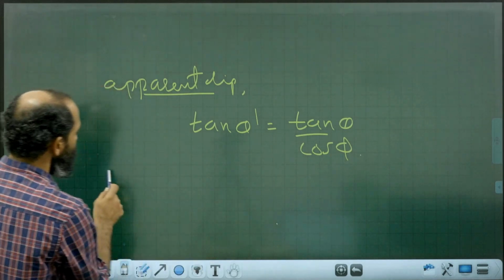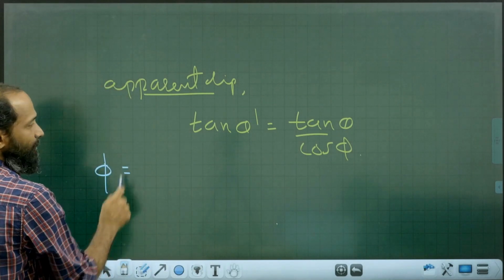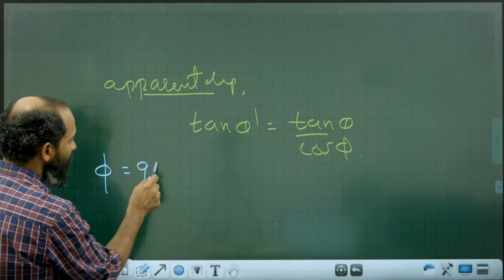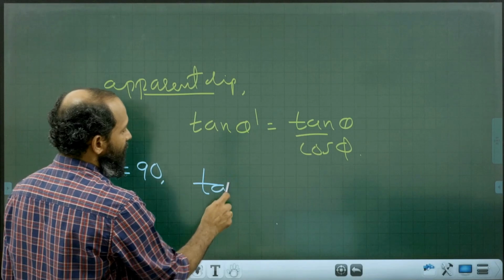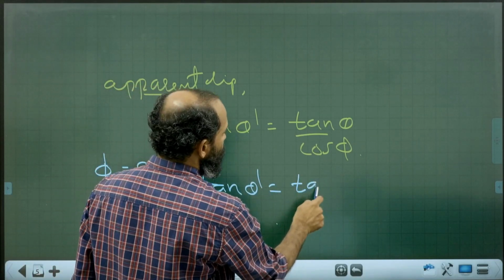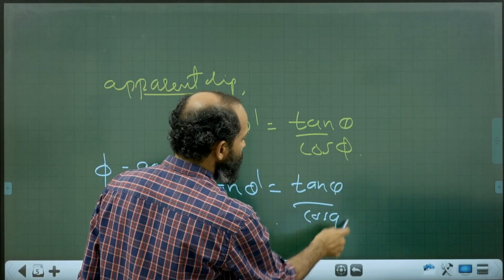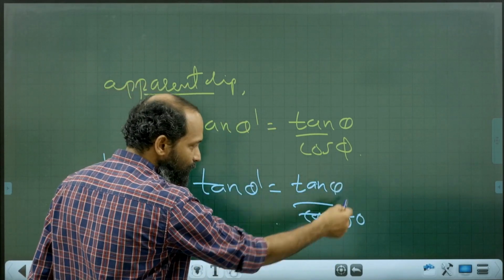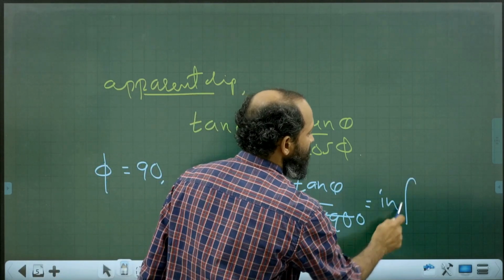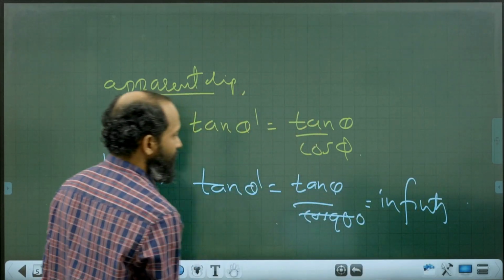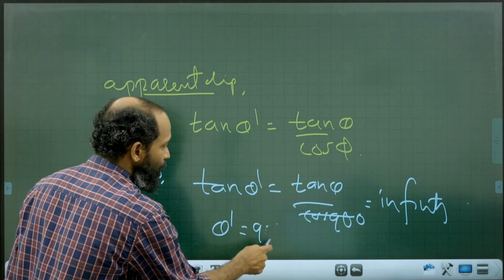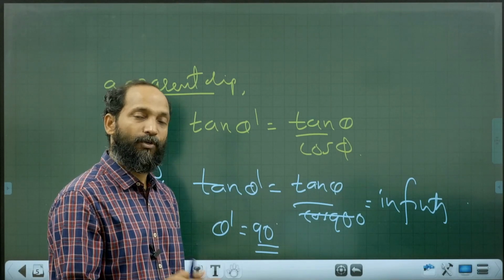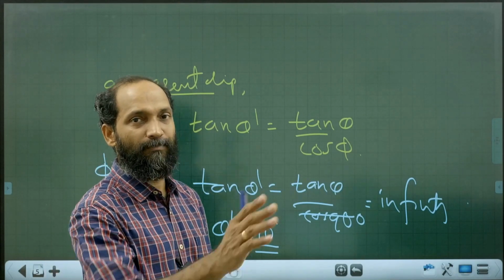That means if you tilt that magnet horizontally from the magnetic meridian through an angle of 90 degrees, tan theta dash equals tan theta divided by cos 90. Cos 90 value becomes 0, so tan theta by 0 becomes infinity. Infinity means not defined, for which theta dash should be 90. Theta dash is the apparent dip, virtual dip, false dip, observed dip, recorded dip, whatever.